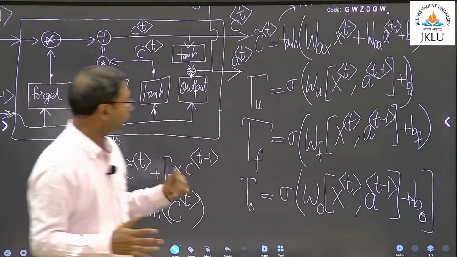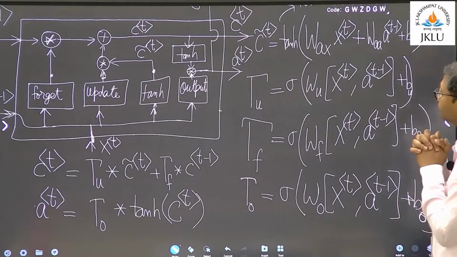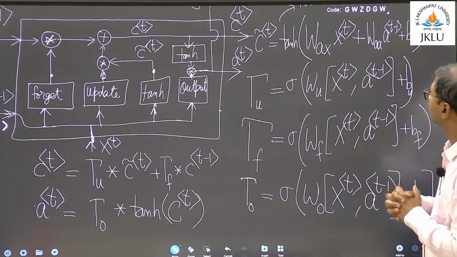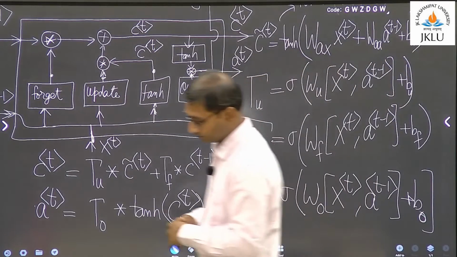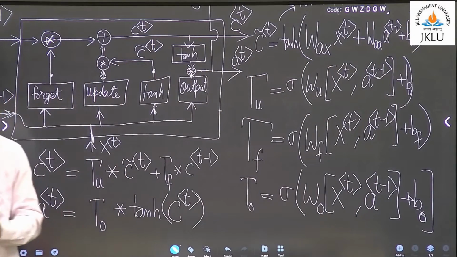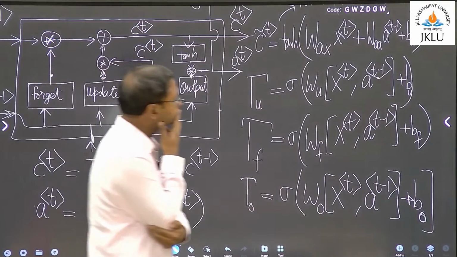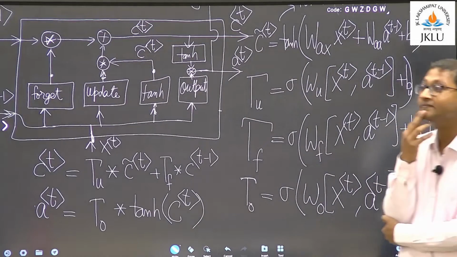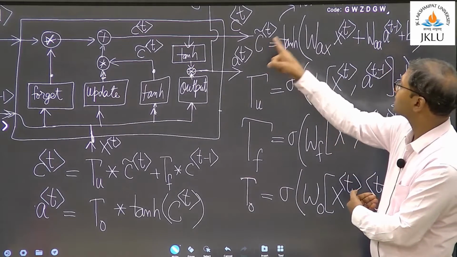Okay, so tell me, in our setup, what is the dimension of c tilde t? What are the dimensions of c tilde t?